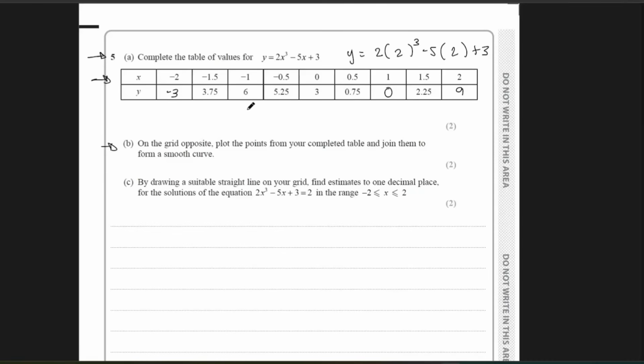Y values range from, the minimum value is minus 3. The maximum value is 9. So it ranges from minus 3 to 9. And if we look at the decimals, we have to accommodate for decimals as small as 0.25, because we have values like 3.75, 5.25, etc.